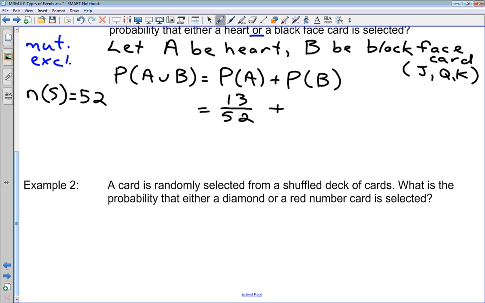What is the probability of getting a black face card? Well, there are 3 black face cards that are clubs, 3 black face cards that are spades, so there are 6 black face cards in total, so 6 out of 52. So our total probability that we're interested in here is going to be 19 over 52.